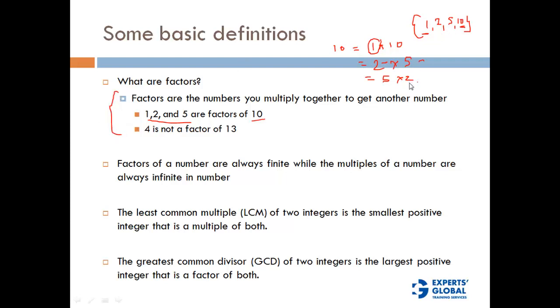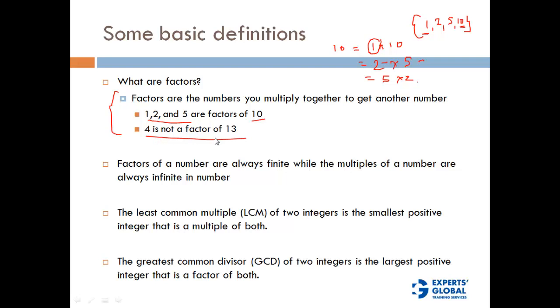How is it related to multiples? If 2 and 5 are factors of 10, that means 10 is a multiple of 2 and 5. So it's the same relationship we are looking at from a different angle. Same thing, 4 is not a factor of 13 because 13 is not a multiple of 4.